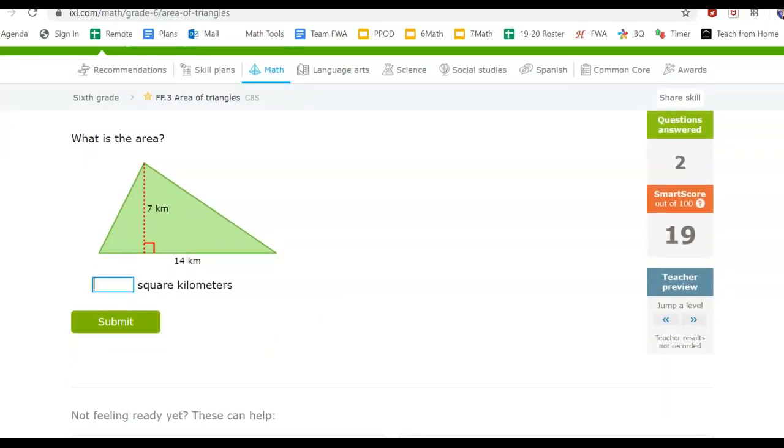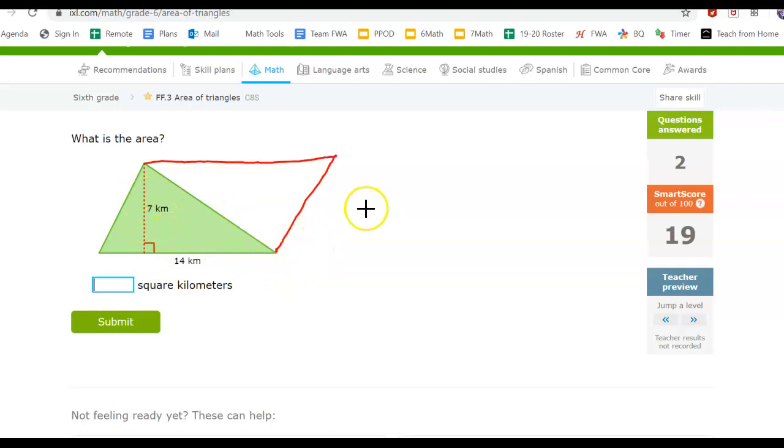Oh, wait a second. How about this? This triangle doesn't show us the same measurements. So remember, if I think about this as a parallelogram, and a parallelogram is the same, it's base times height. So this would be 14 times 7, but then this triangle is only half of that. So we're looking at half of 14 times 7.